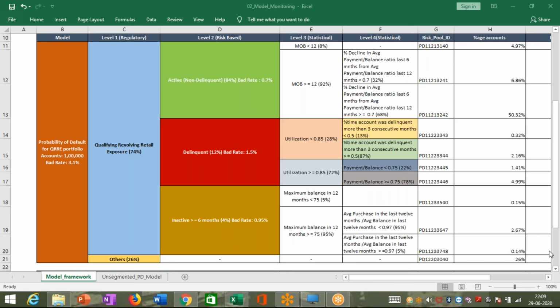Now, the accounts for whom the average purchases is less than 0.97 are relatively less risky, and for whom the average purchases relative to the average balance is greater than 97, so whose purchases have been like 97%. If the average purchases in the last 12 months is like 97% of the average balance in the last 12 months, then you know that person has made huge purchases. So those borrowers are much riskier.